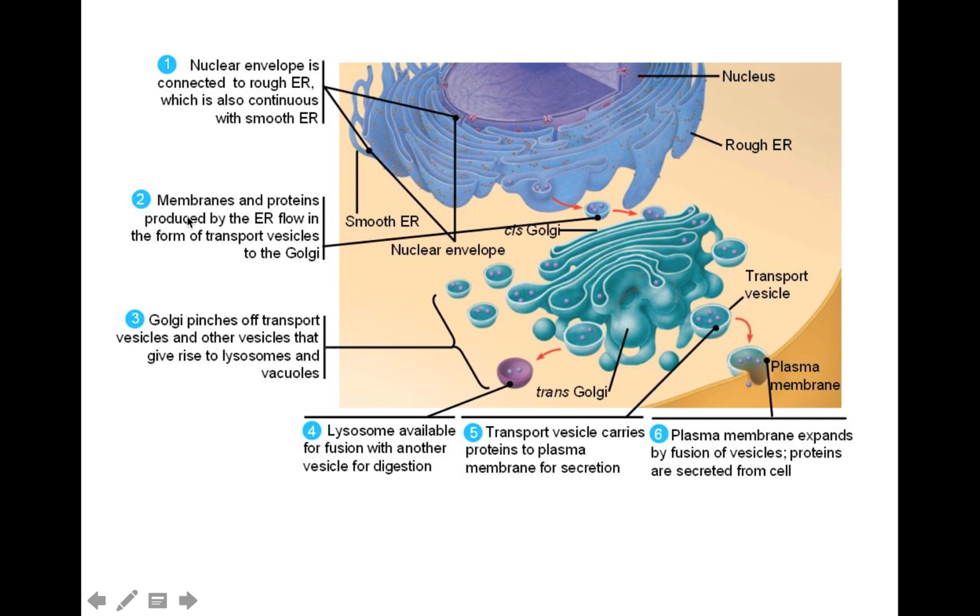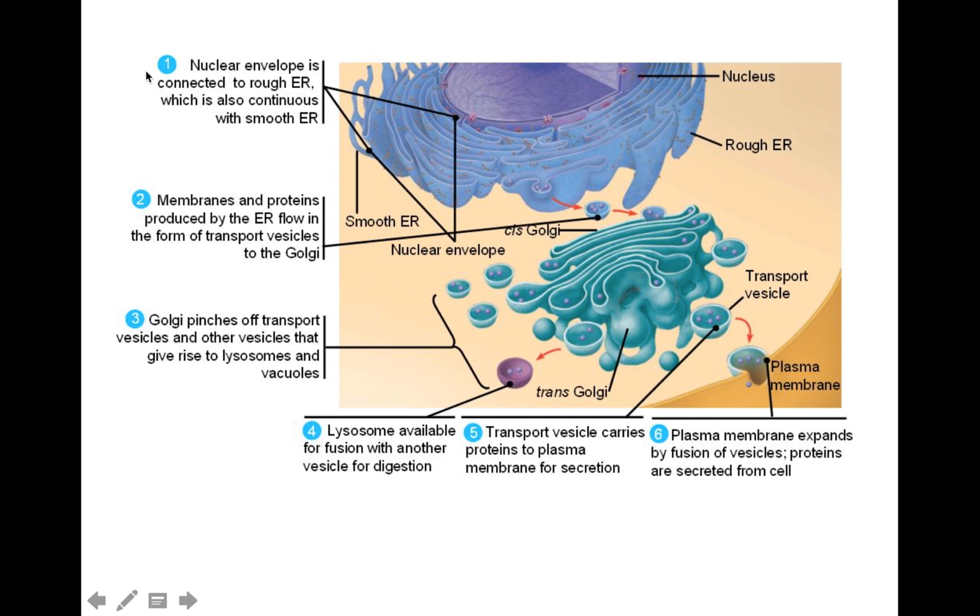Now, step 2 says membranes and proteins produced by the ER flow in the form of transport vesicles to the Golgi apparatus. And so proteins get made, they get packaged into these little vesicles, and these vesicles float around in the cell. Okay, I shouldn't say they float. They get tagged for a destination. So in this case, they will go to the Golgi apparatus. So they enter the Golgi apparatus, and they fuse through the process of endocytosis.